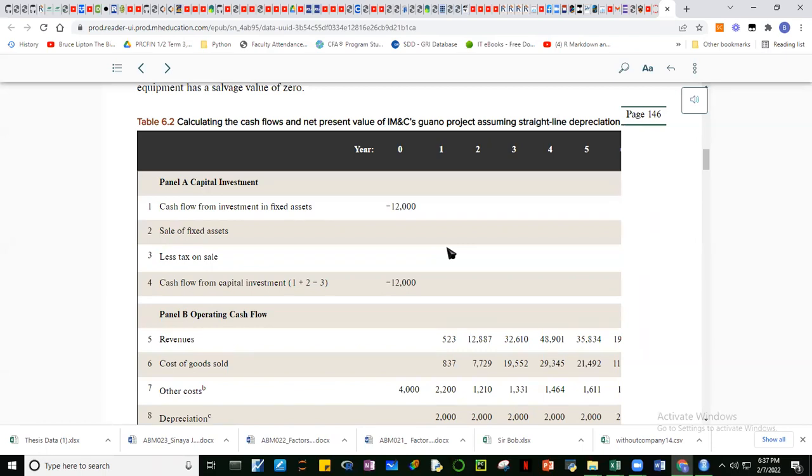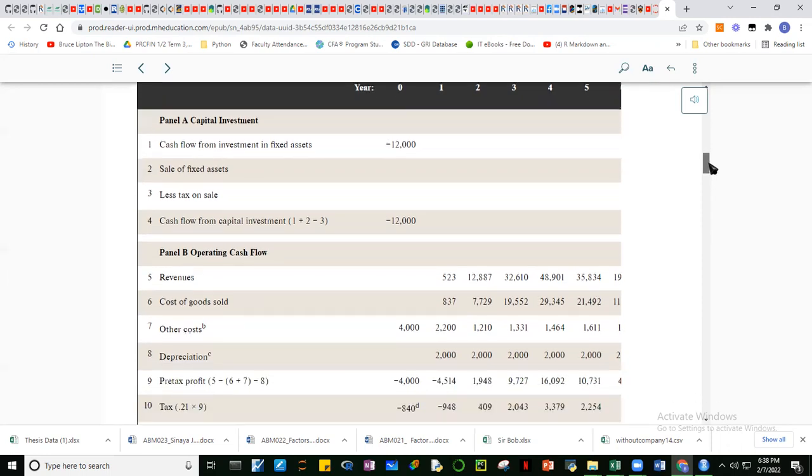Where does the 1,000 come from? The old equipment, which we will sell. We compare the new one, which costs 12,000, against the old one, which we sell for proceeds. Therefore, the net investment will be negative 11,000, because the new one is negative 12,000 and we have proceeds of 1,000 from the sale of the old assets. Of course, there is also tax. So that's how you compute for the capital investment.